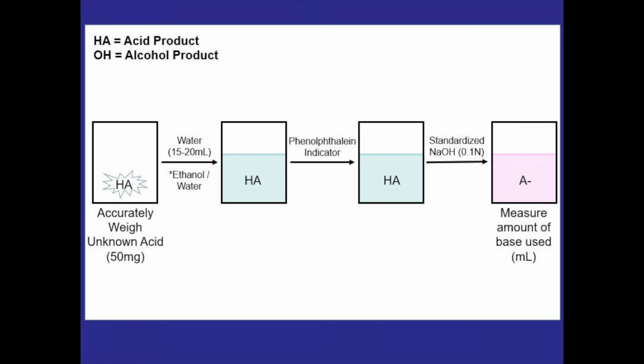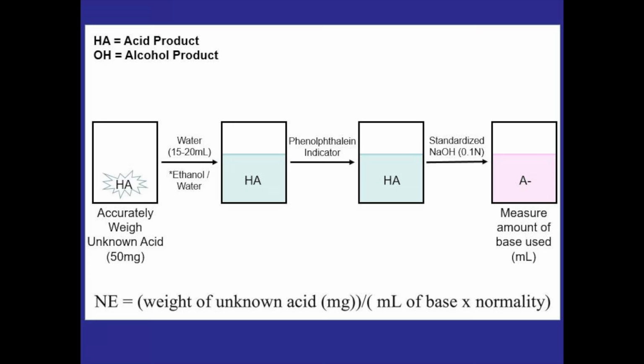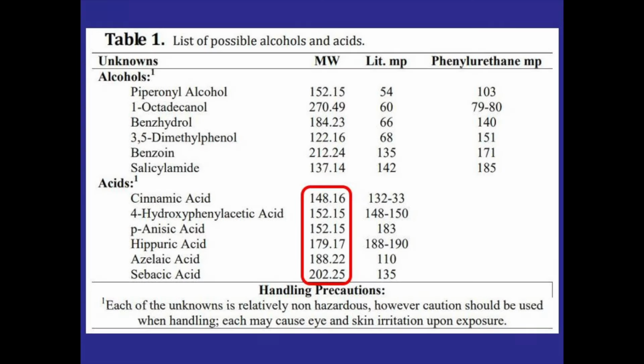Once we have that data, we can find the neutralization equivalent by taking the weight of the unknown acid in milligrams and dividing it by the milliliters of base used times the normality of that base. We can then calculate the molecular weight of the unknown acid by multiplying the neutralization equivalent by the number of acidic groups on the compound that we think we have. We can then compare that number to the molecular weights of the unknown acids and to the melting point range that we obtained earlier. So I'll show a quick example of how this can be helpful.